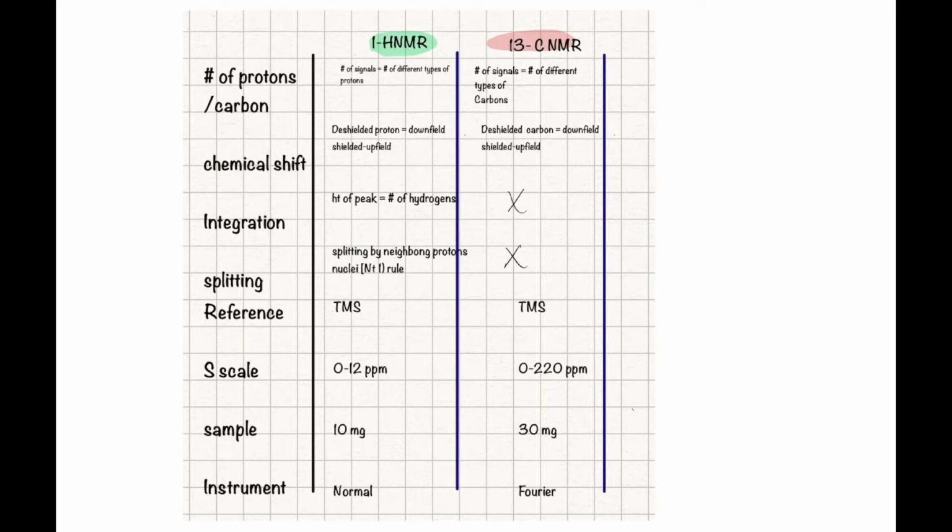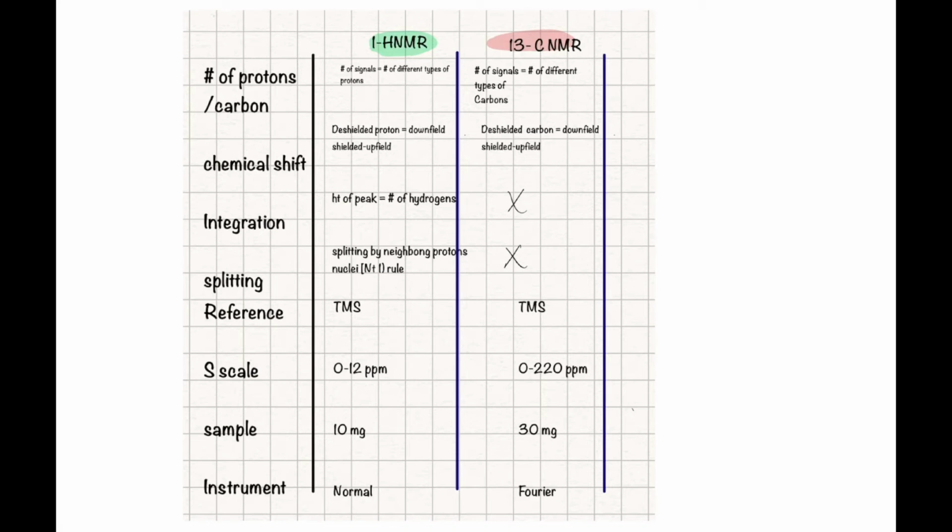Next one is the splitting. Normally, in H NMR spectrum, you will look into the number of neighboring protons in order to find the splitting of that proton. Whereas in C13, because it's going to lead to different types of splitting patterns, we always run it in proton decoupling mode. And the reference for both of these is going to be tetramethylsilane.